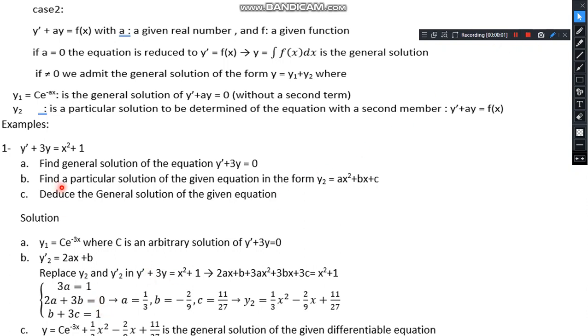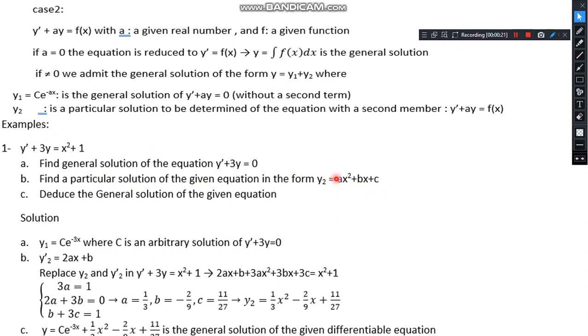So here, as we said in this example, we have y' + 3y = x² + 1. This is of that form. So first of all, I find the general solution. I equate it to 0, so it's y1 = c e^(-3x). And then I gave you the second one, which must be ax² + bx + c, the particular solution.